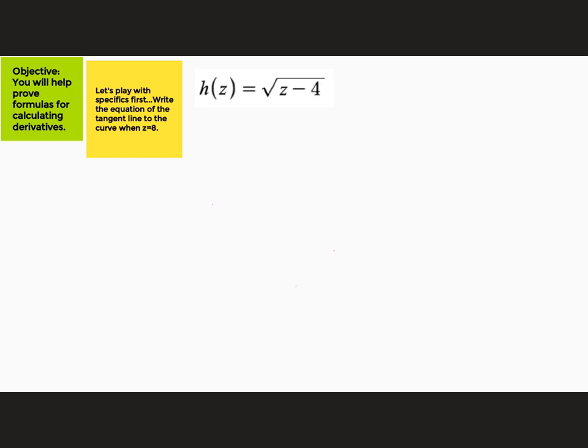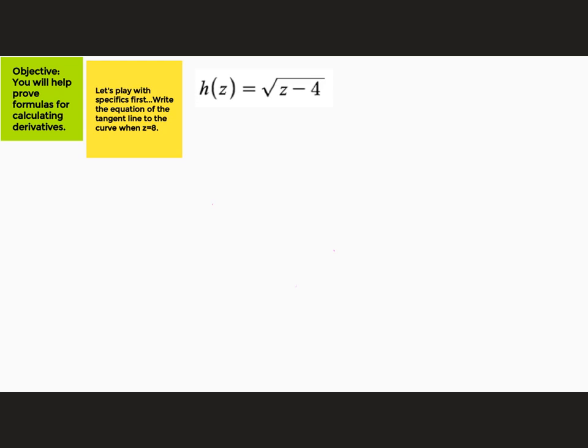All right, so let's see. We're going to help find some formulas. We're going to place specifics, right? The equation of the tangent line to the curve when x equals 8. So you should go through the limit as h goes to 0, and so on. Or you could use the other one if you want to try that.